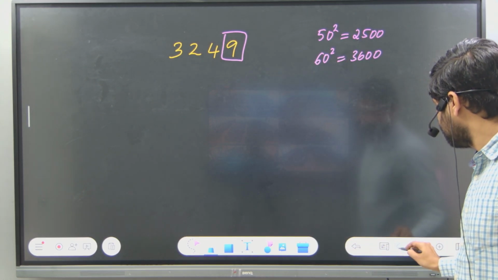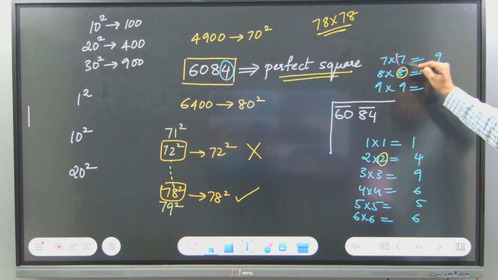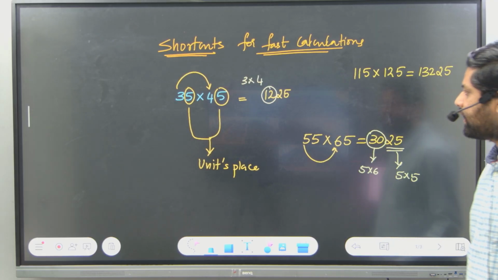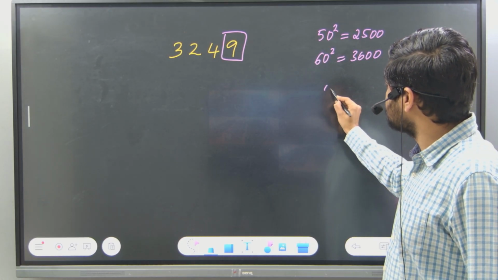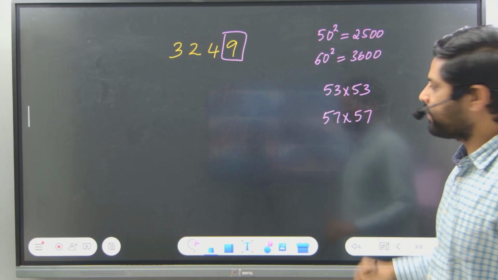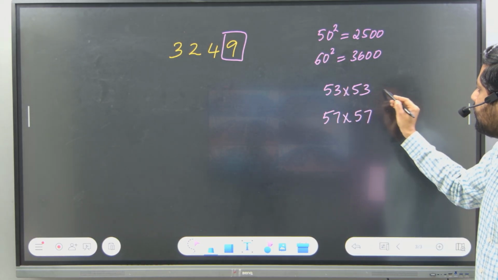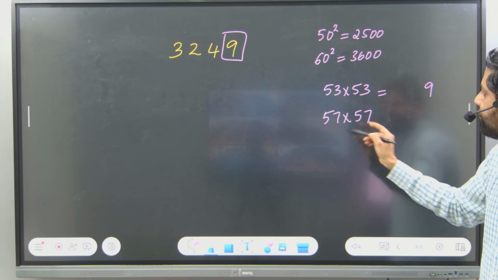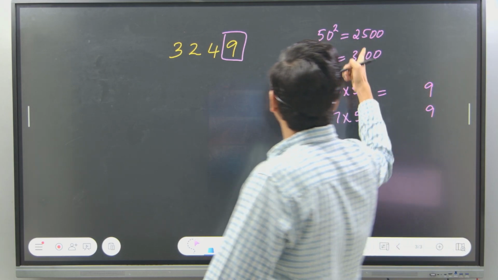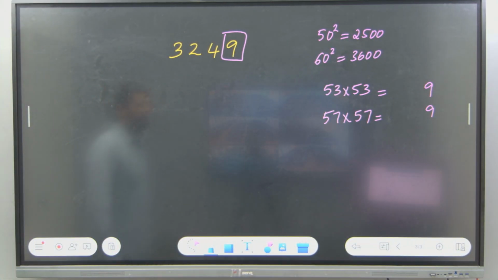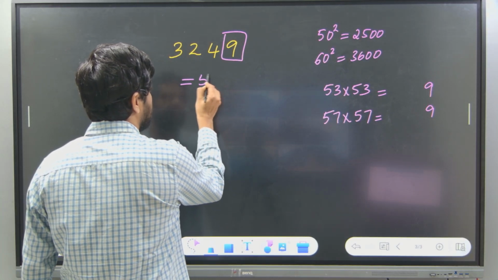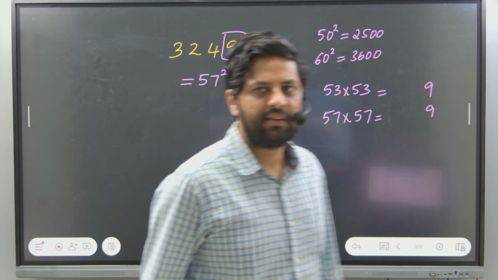When will it end with 9? 7 and 3. Correct? It will end with 9 when it is 7 and 3. So it either has to be 53 into 53 or 57 into 57. Are you understanding? Because when you do 53 into 53, 3 3s are 9, it will end with 9. When you do 57 into 57, 7 7s are 49, it will end with 9. It is closer to 2500 or 3600? 3600. So what will be the answer? 57. It is going to be 57 square.